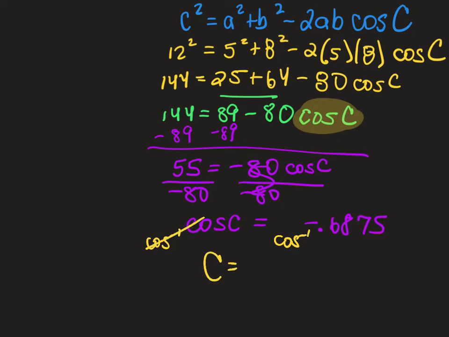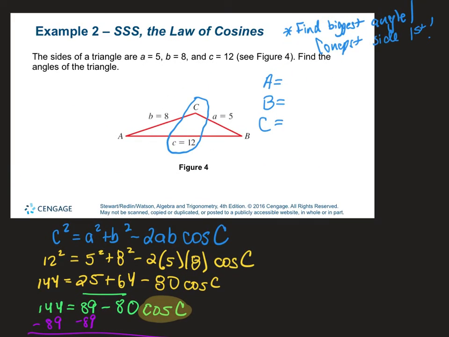And I get that angle C is 133, we'll say 0.4 degrees. So angle C up here, I'm going to write down, is 133.4 degrees. Questions?